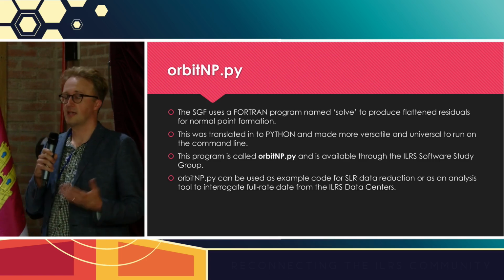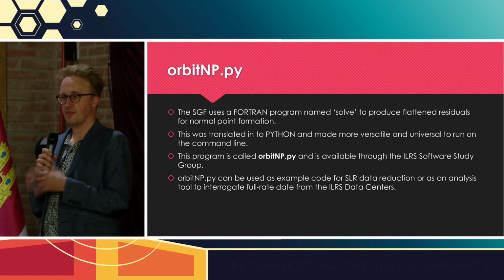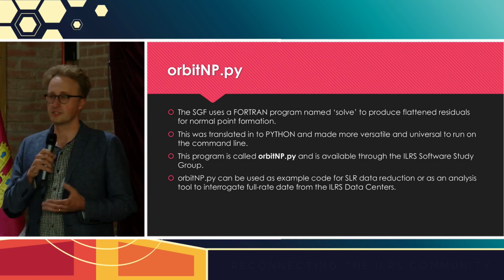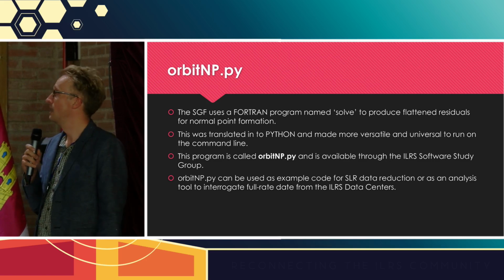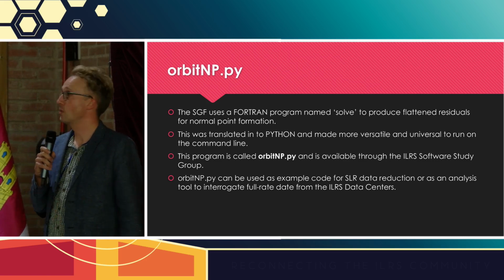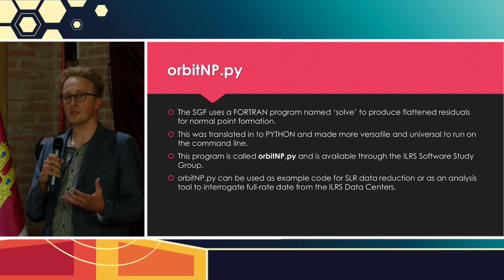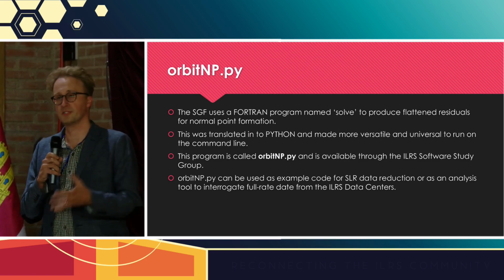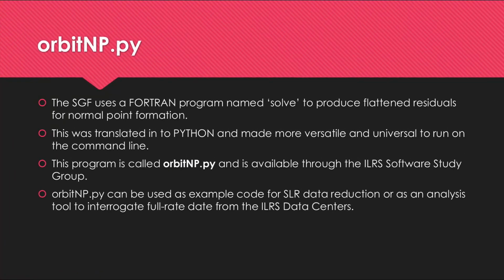It can be used at stations either as some example code on how to form flat residuals using orbit corrections instead of what might be the current use of a polynomial fit. So it's there as an example code, or it can be used as an analysis tool. If you want to look at lots of passes for a particular satellite from a particular station, then it works very well by picking up a large monthly CRD file, and you can go through and look at the passes you're interested in.